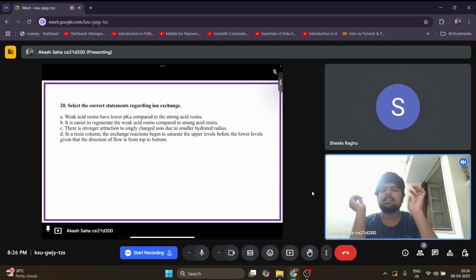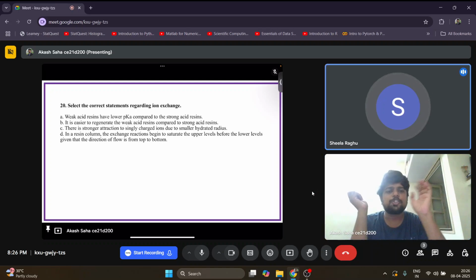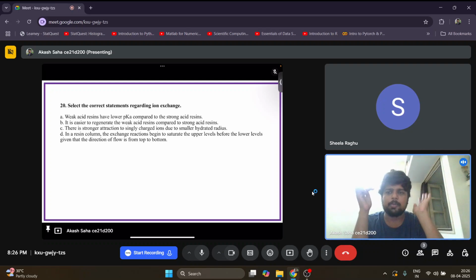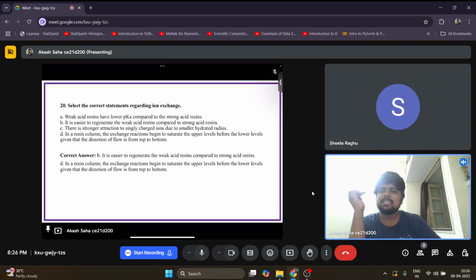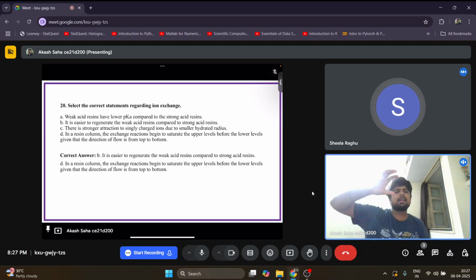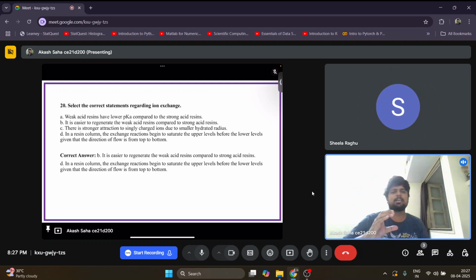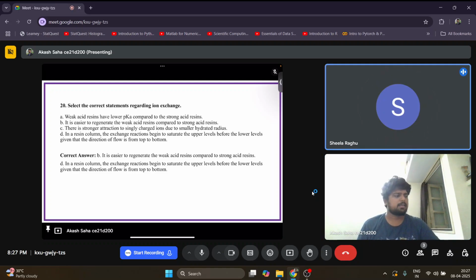Generally, for a weak acid the pKa value will be more, and for a strong acid the pKa value will be less. So option A is incorrect. Then it is easier to regenerate the weak acid. That is true. And option D is correct because if the flow is from top to bottom, then upper levels will be saturated first, then the lower levels. So option D is also correct. B and D are correct.